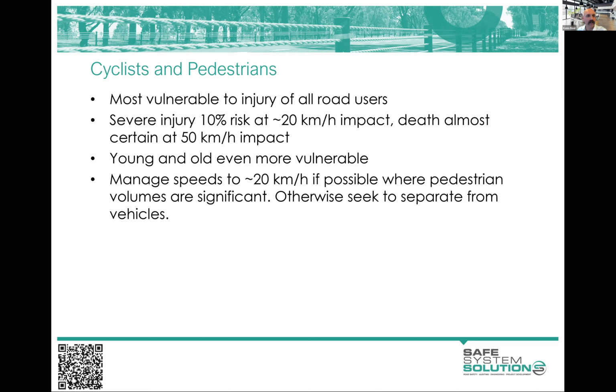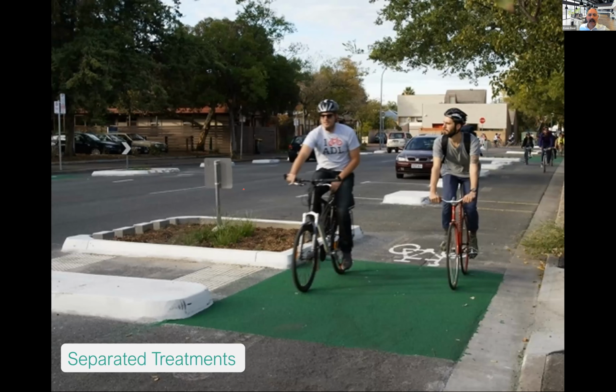We're seeing severe injury at 10% risk around 20, and almost certain death around 50, and generally around 30 km/h is where we place that threshold. The young and the old are even more vulnerable. Ideally, we're managing speeds to around 20 where possible, which would significantly reduce the serious injury risk as well, or looking to separate. And separating is becoming quite popular for cyclists, in these Copenhagen-style lanes.